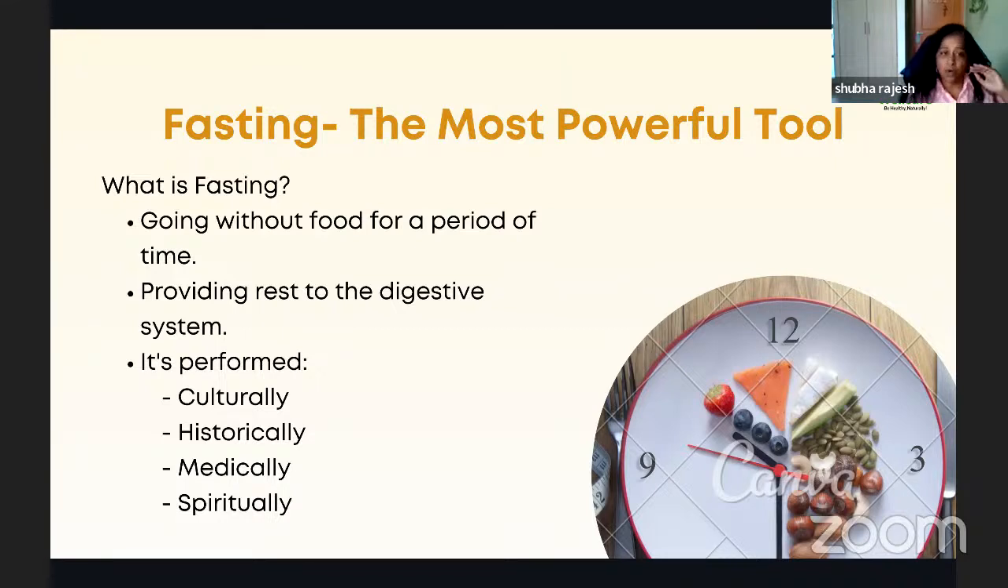So when you're fasting, it means skipping a meal. It may be breakfast, it may be lunch, it may be dinner. Some may skip breakfast and lunch, some may skip just breakfast. There are people who skip all three meals in one full day, like a 24-hour fast. So there are many different ways of fasting. The main intention is to give digestive rest to the body so that the body can repair.